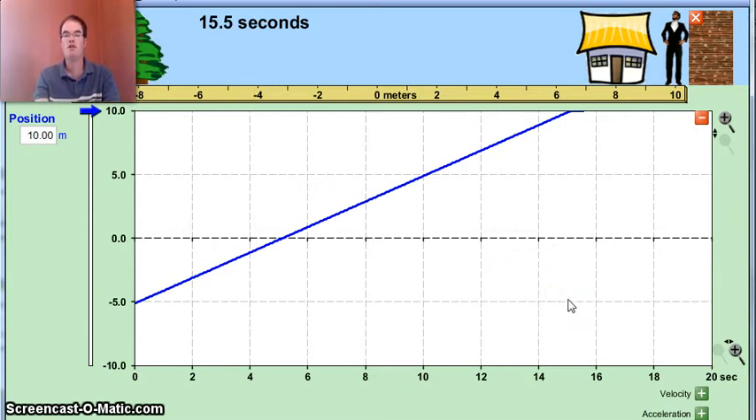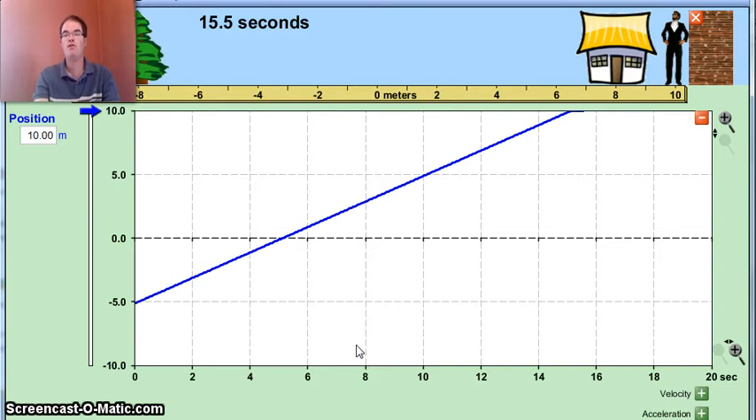And the total distance that he traveled was 10 plus 5, I guess you'd say, a total distance of 15. So 15 meters in 15 seconds, that's 1 meter per second. The slope of this graph is equal to 1. And so the slope of this graph is telling us that that's its speed.